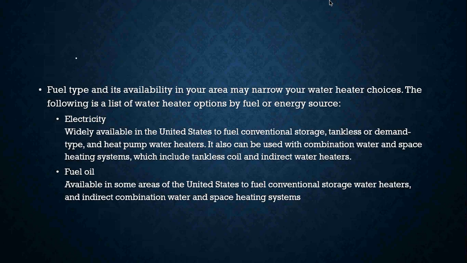It can also be used in a combination of water and space heating systems, which include tankless coil and indirect water heaters. Okay, we do have some cases where a water heater is used for space heating. For example, radiant heat. We can use that as a combination. We can use a water heater for combination of heat and hot water. Again, fuel oil is available in some areas of the United States to fuel conventional storage water heaters, and indirect combination water and space heating.